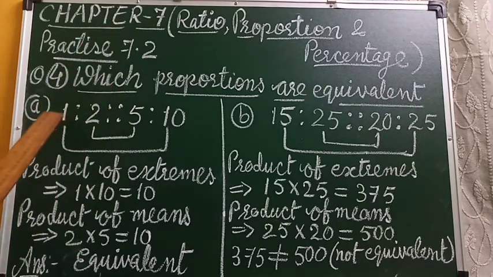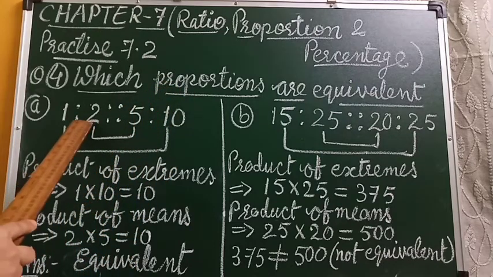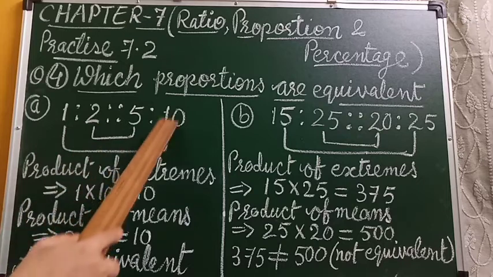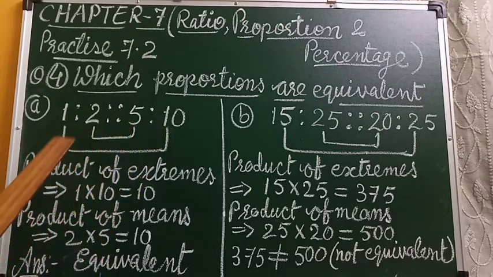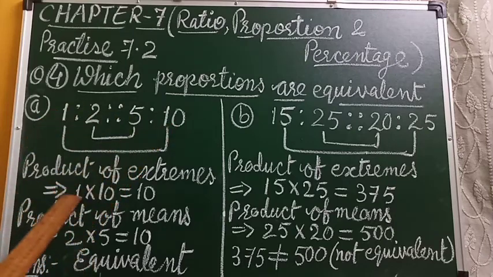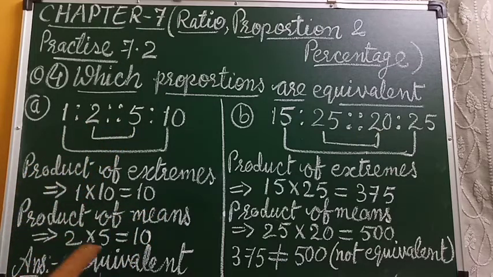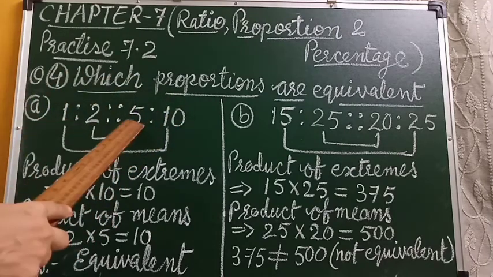So let's see, here the proportion is given 1 is to 2 proportionate to 5 is to 10. So the second and third terms are means and the first and fourth terms are extremes. So the rule is product of extremes should be equal to product of means. So let's find the product of extremes. 1 into 10. Extremes are 1 and 10. So their product is 10. And means are 2 and 5. So the product of means, 2 into 5, that is also equal to 10. So here product of extremes is equal to product of means, that means this proportion is equivalent. Okay, so this way we can prove whether a given proportion is equivalent or not.